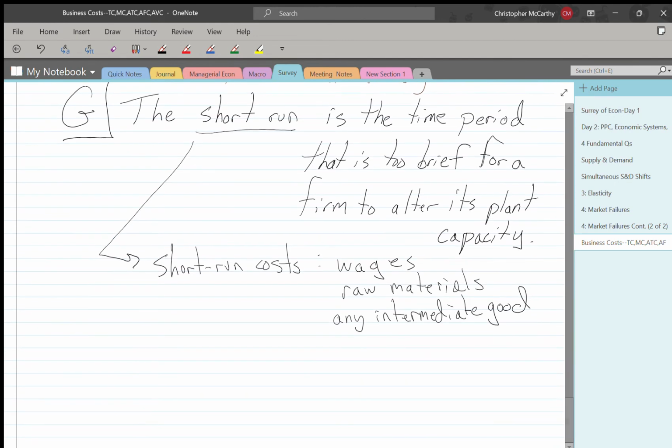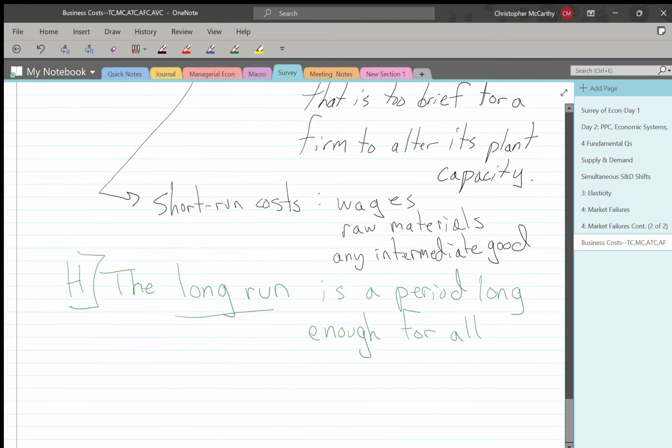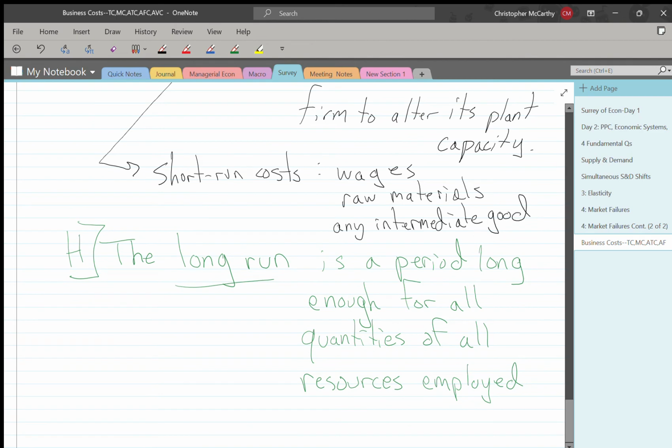Whereas if we compare this short run to, you got it, the long run. The long run is a period long enough for all of the quantities of all resources employed, including plant size, to change. So it's long enough for all of the quantities of all the resources employed to change or adjust.